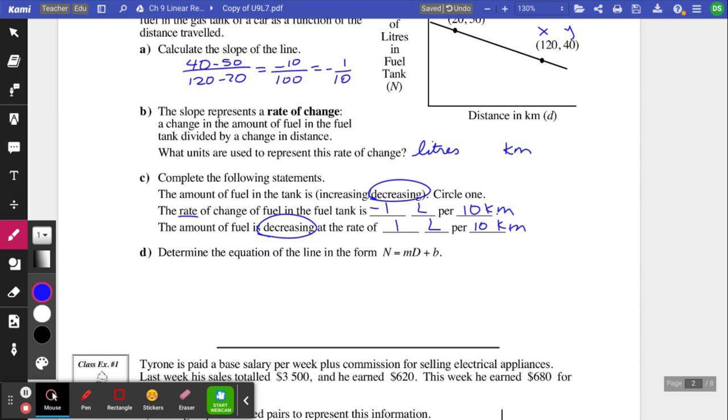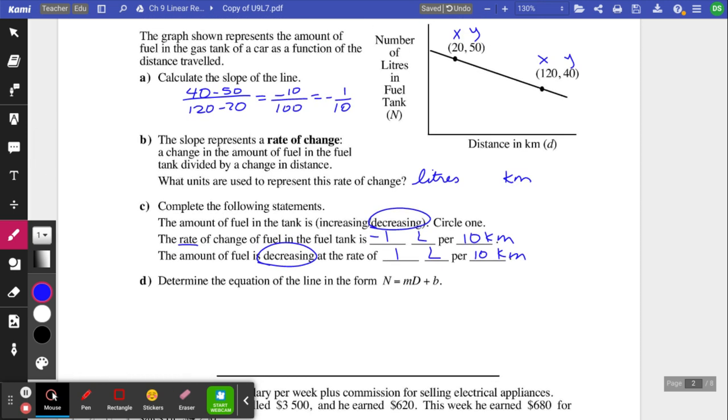All right. Then it says, this is a fun one. It says determine the equation of the line in the form of n equals md plus b. Equation of a line, people, what do you need to know? Tell me the two pieces you need to know. M and B. What's your slope? Do you know it? Yeah, it's negative 1/10.